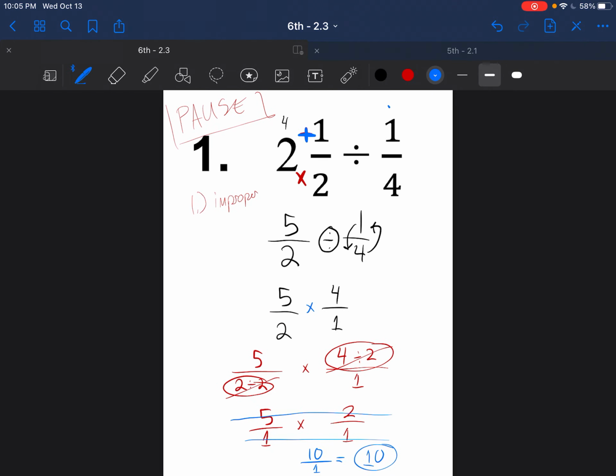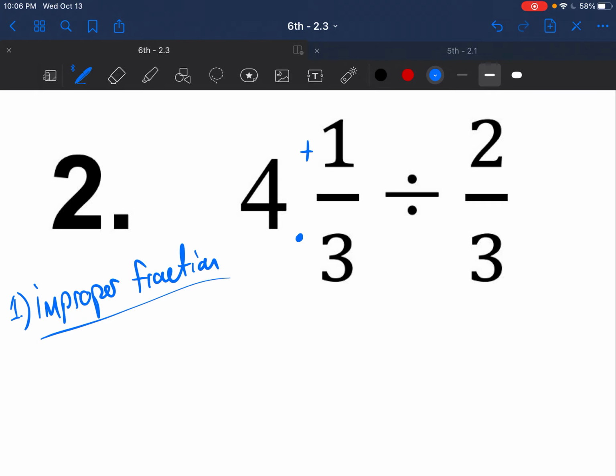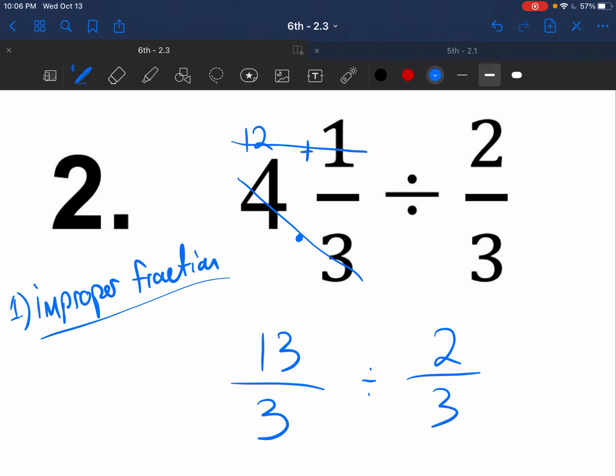Let's try another one. Here we go. Step 1 again is to turn this into an improper fraction. How do we do that? Well, we multiply. If you need to use the fraction sheets, please do so. 3 times 4 is 12. 12 plus 1 is 13, so you now have 13 over 3 divided by 2 over 3.